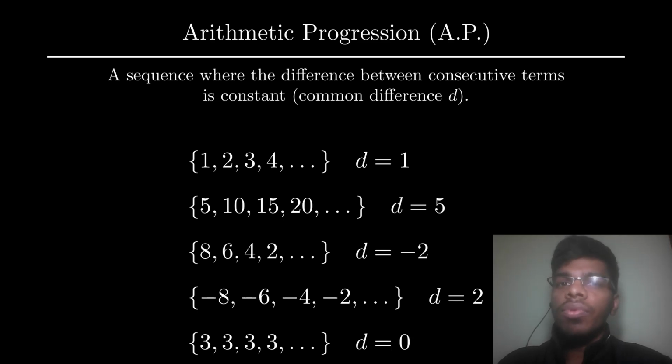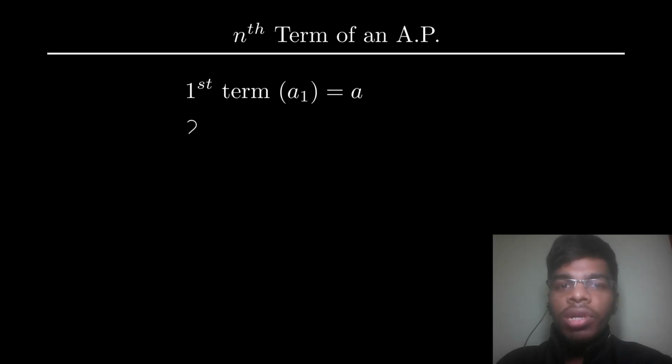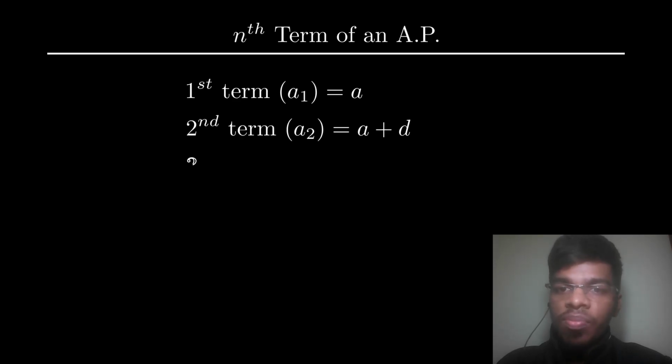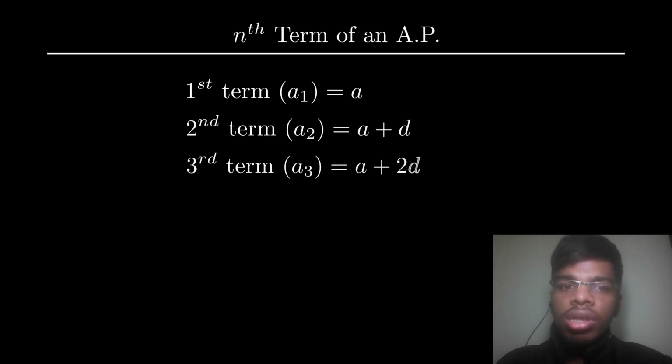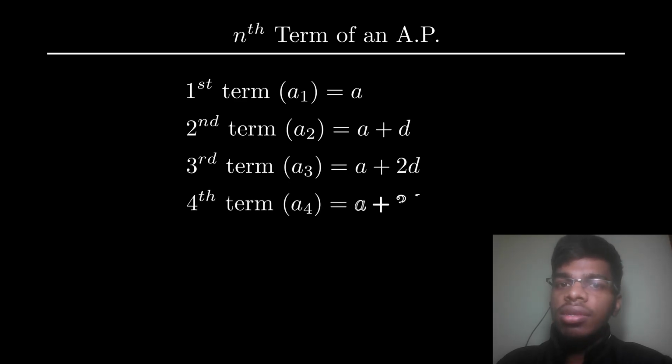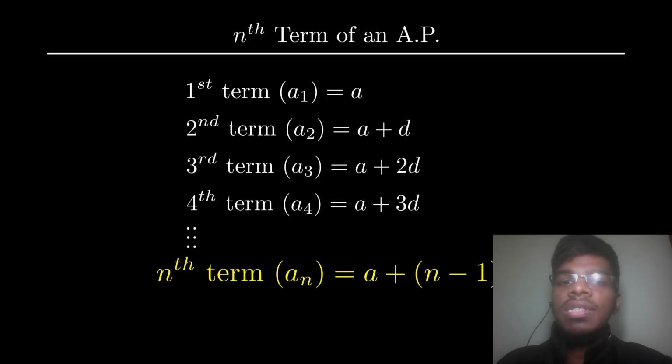Now that we have formed the notation for AP sequences, let's find out how we can find the nth term of an AP. As I said, we denote the first term using A. The second term will be the first term plus the common difference, so that is A plus D. Similarly, the third term will be the second term plus D, so that is A plus 2D. The fourth term will be A plus 3D. Notice the pattern: the nth term is equal to A plus (n minus 1) times D. That is our formula for the nth term.